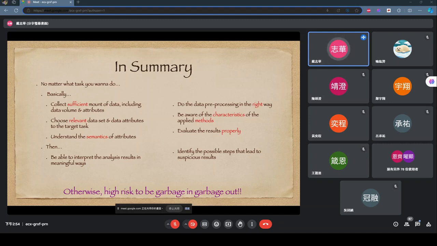So this is the part where we deal with the data. And then when we do the analysis, we need to know the characteristics of the methods we choose. If you have no idea about a method, then that is dangerous. That could be totally garbage in, garbage out.